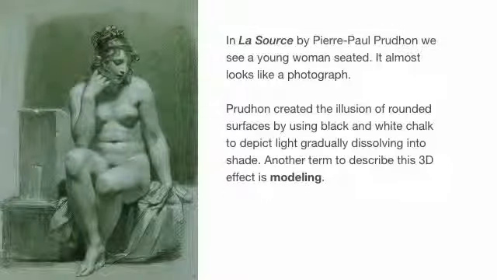For example, in Pierre-Paul Prud'hon's Lassus, we see a young woman seated. It almost looks like a photograph. Prud'hon created the illusion of rounded surfaces by using black and white chalk to depict light gradually dissolving into shade. Another term to describe this 3D effect is modeling.